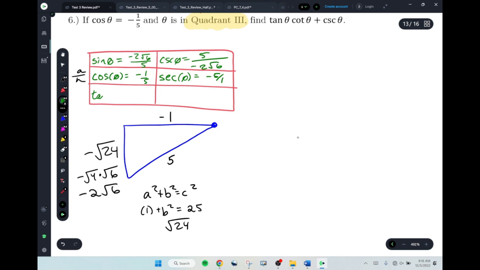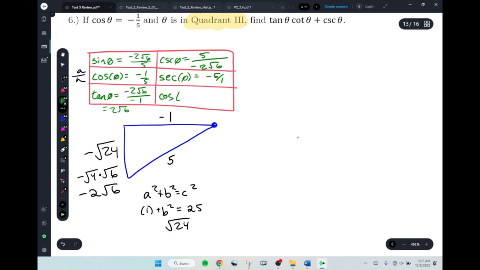Last but not least, our tangent better be opposite over adjacent, so negative 2 root 6 over negative 1. The negatives turn into positives. When we write the tangent, couldn't we just do 2 square root 6 over 1? Couldn't we just leave it as 2 square root 6 and you're done? Yeah, 100%. Definitely. If you want to see that as 2 root 6, please.